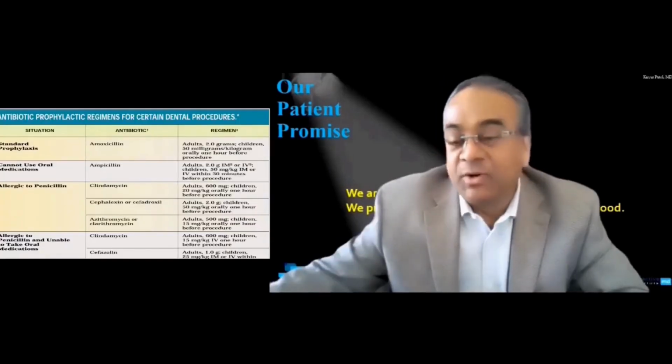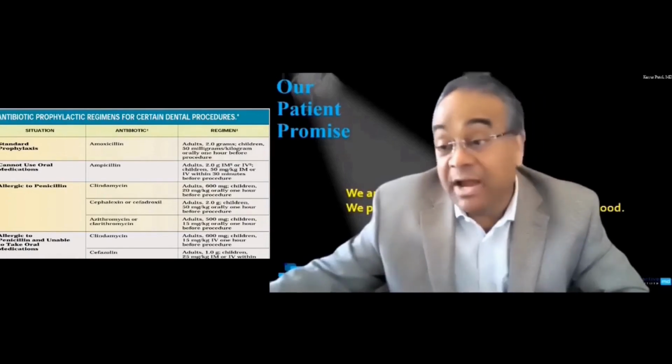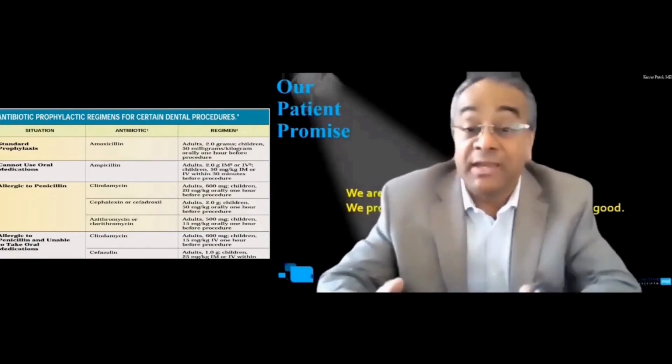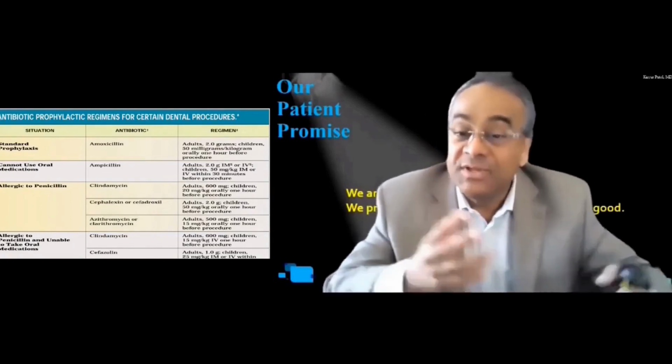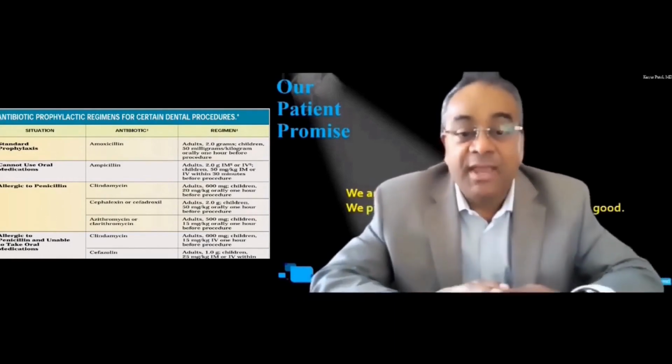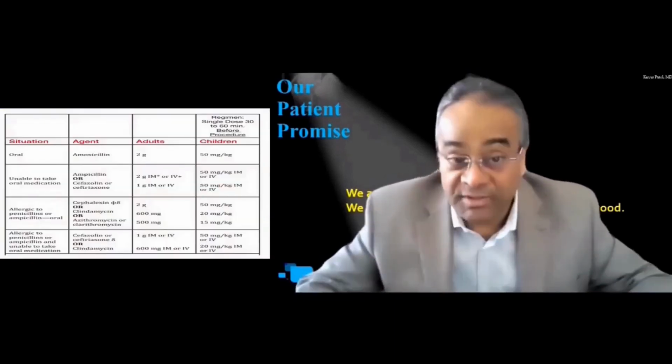It specifically talks about route. Are you going to give PO, IV, IM? Basically, if you do PO, then they say 1 hour before. If you do IV or IM, you can do 30 minutes before. So there's some variance. Again, a lot of data, a lot of graphs, a lot of tables, and it's difficult to follow all of this.